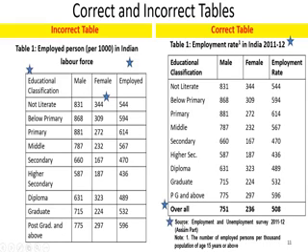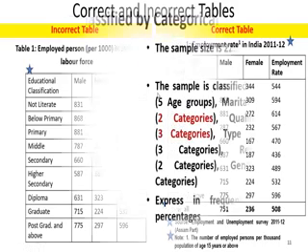Source here is not provided. Here, source and note are also given. In this table there is no note, whereas this one gives an explanation in the note. So this is why this table is more appropriate than this one.